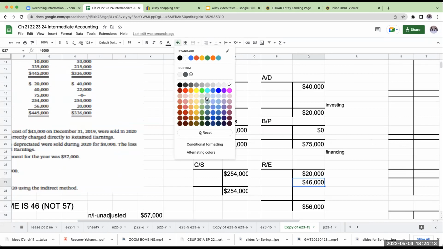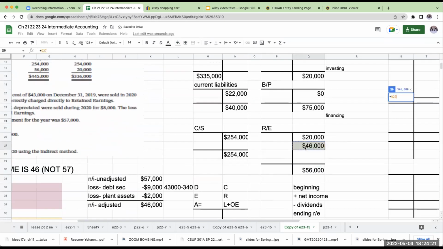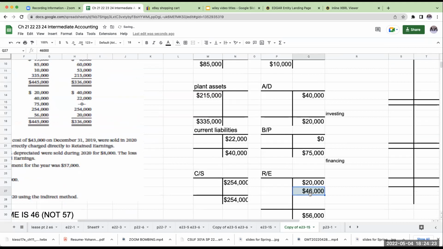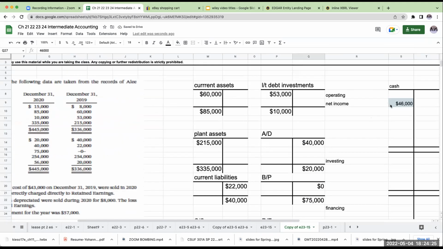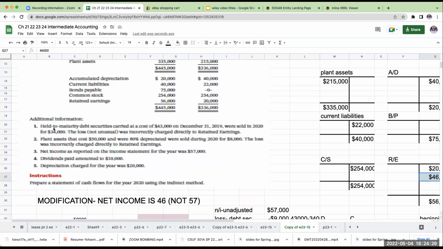So this is net income. I'm going to come up over here. And so this over here is going to be my net income. My net income is going to be here at 46. So over here, I'm crediting retained earnings. I do the opposite to cash. Now let's go over here. So now that we've kind of figured that part, held to maturity debt securities carried at a cost of 43,000 were sold for $34,000 cash.